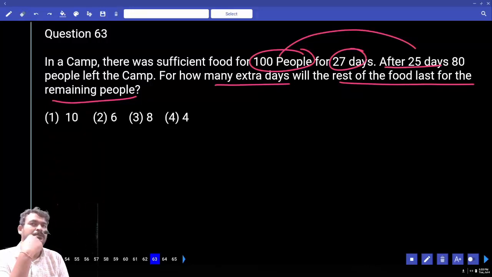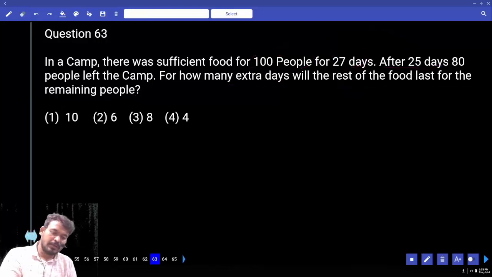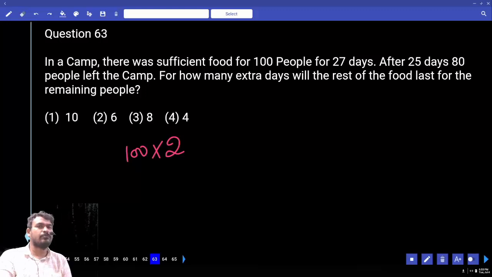When the 25 days are completed, what is the remaining? 2 days. The remaining food is sufficient for 2 days, which means we treat it as 100% food for 2 days. That is remaining food or total food? Remaining food. And after 25 days, how many persons are left? 20%. 80% left, so the remaining persons are 20%.